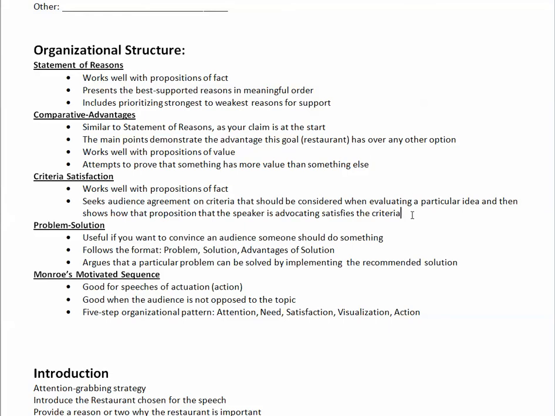Criteria satisfaction. This really identifies what are the criteria that you're going to be identifying that your restaurant meets. Very popular for a restaurant speech, so I would maybe see that many of you might use a criteria satisfaction. Problem solution. Is there a problem that's out there that your restaurant can solve?